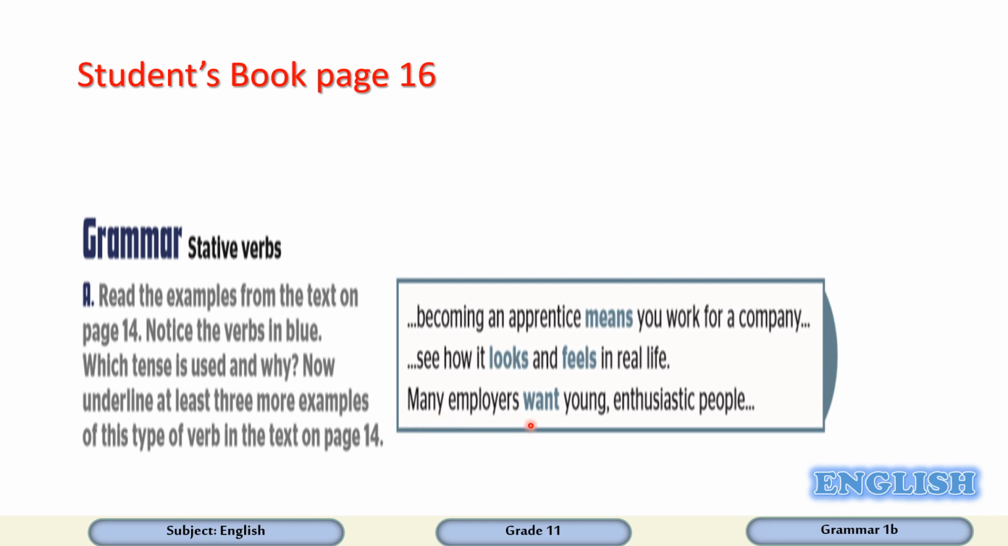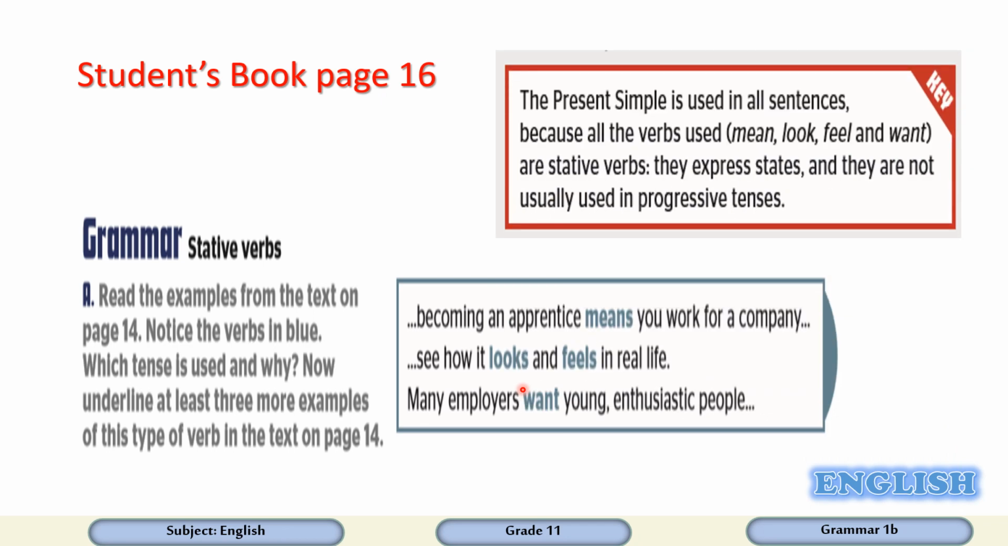Many employers want young, enthusiastic people. The verbs are means, looks, feels. Notice here that the verbs are with S, and want in the base form because for many employers the subject is plural. So the tense, yes, is the present simple. The present simple is used because all the verbs used, like mean, look, feel, and want, are stative verbs. They express a state. They are not usually used in progressive tenses.